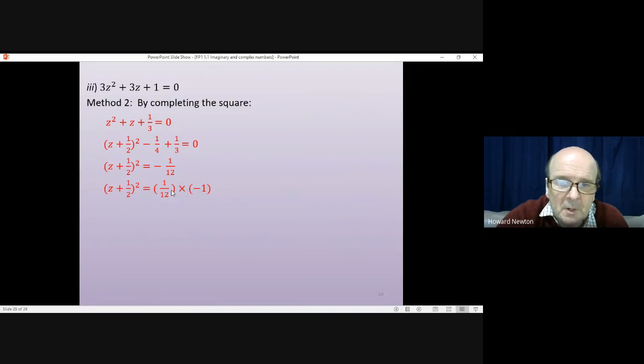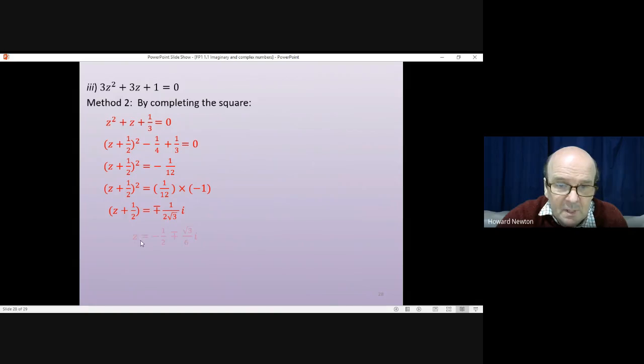So we've got 1/12 times by minus 1. On this side, we've got something squared. And on the next line, we're going to take the square root of both sides. The square root of the left-hand side is fine. You just lose the squared. The square root of the right-hand side has 2 parts to it. First of all, there's the square root of 1/12, which is 1 over 2 root 3. Then there's the square root of minus 1, which is i.